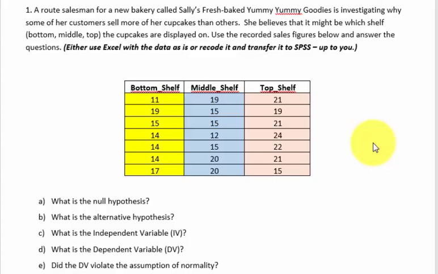We have a route salesman. In this case, it should have been a route saleswoman. But she wants to know why some of her stores sell more of her cupcakes than other stores. And she thinks that the reason is placement.